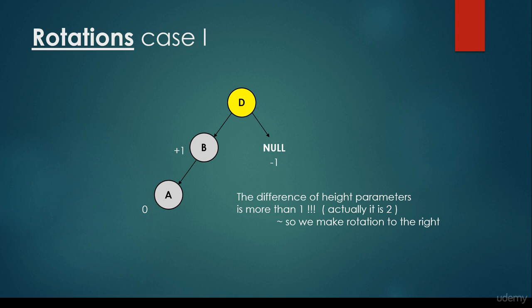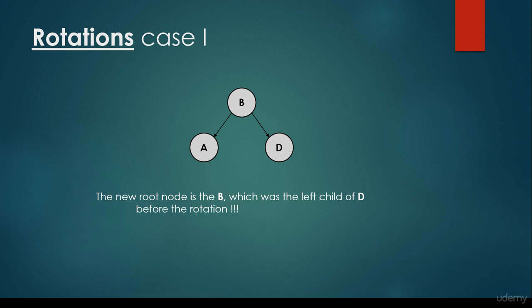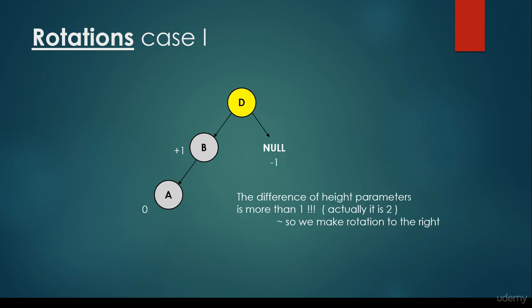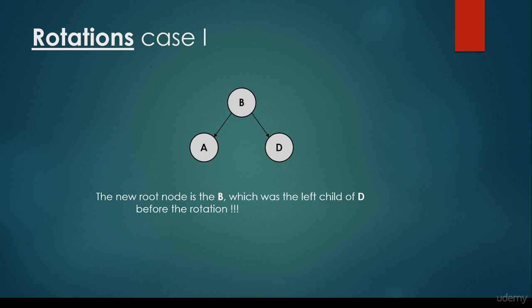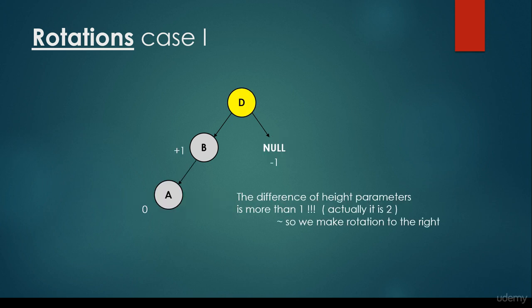The difference of the height parameters is more than 1, actually it is 2, so we have to make a rotation to the right. As you can see, in this subtree, the root node is the D and the left child of the D is the node B. After the right rotation, the left child of the root node is going to be the new root node. So that's why the new root node is the node B. And the right child of this B is going to be the previous root node, which is the node D. So this is how we make a right rotation on the node D.